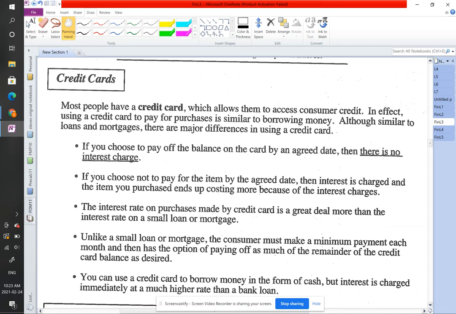So if you do have a balance on your credit card, on your banking app, it'll say minimum payment due. And that's how much you have to pay at the end of the month before they start getting a little bit grumpy with you. But you can also pay off more than that. You can pay off the whole balance. It's completely up to you.